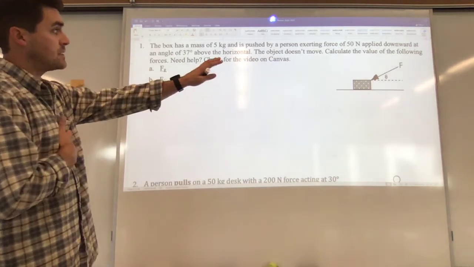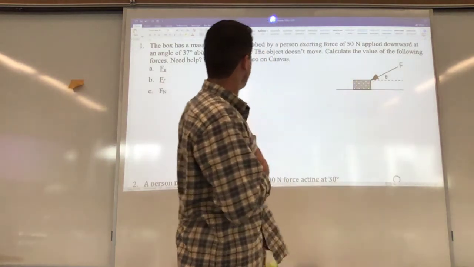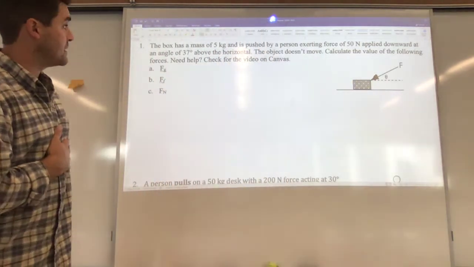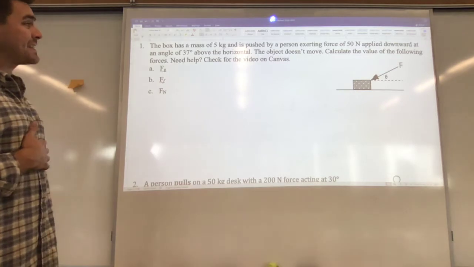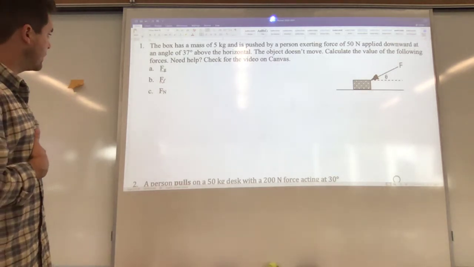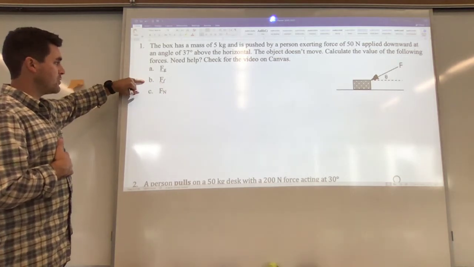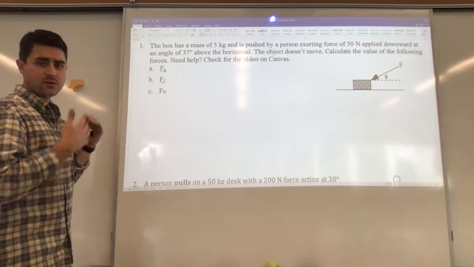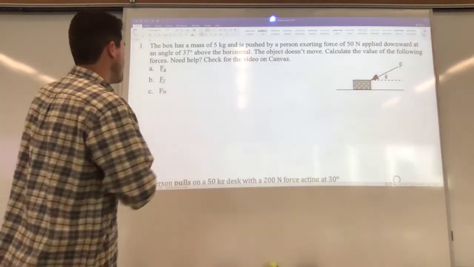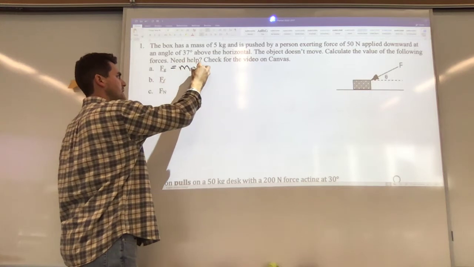I've got a box and there's a 50 Newton force being applied to it at a downward angle of theta, or 37 degrees. The object doesn't move, and it's asking me to calculate the value of the following forces. I want to find the force of weight, Fg, the friction force, and the value of the normal force in this problem. Let's first remember that Fg is equal to the mass times baby g.